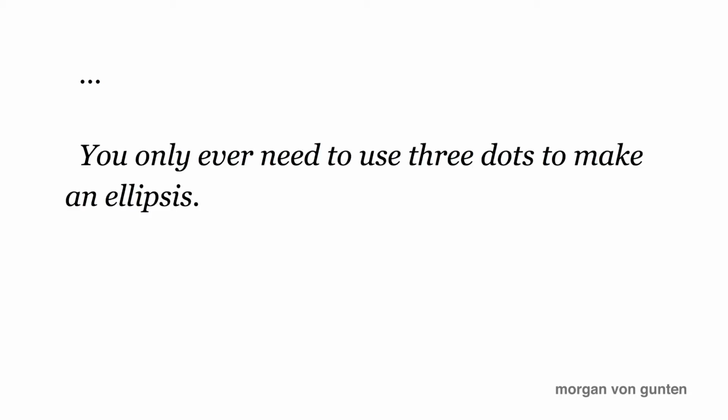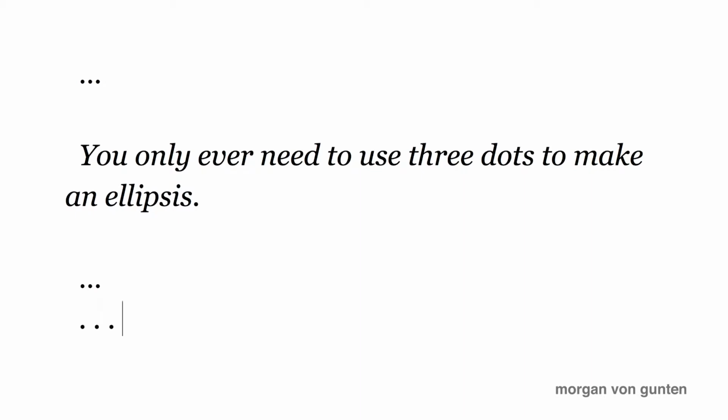An ellipsis is three dots or periods used to replace words intentionally removed from a sentence, to leave a sentence unfinished, or to show you're unsure. You only ever need to use three dots to make an ellipsis. You can space them together like this, or space them apart like this.